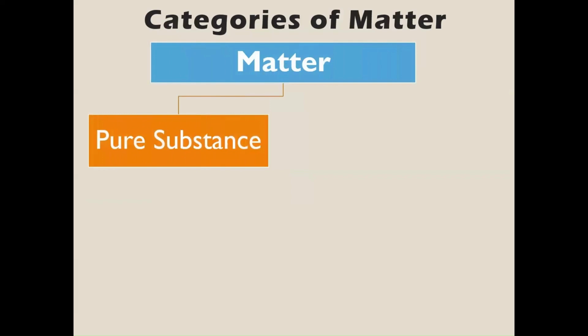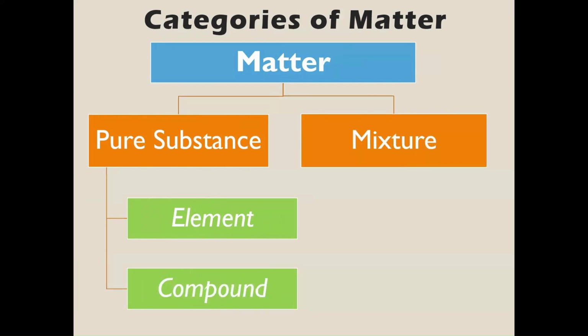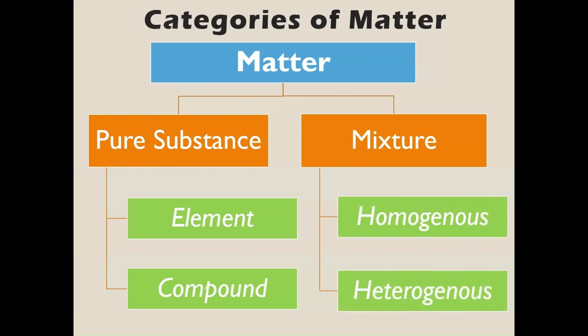So, let's come back to matter. As we mentioned, it is a pure substance or a mixture. A pure substance can be an element or a compound, and mixtures are homogeneous or heterogeneous. To sum up what we have said before.